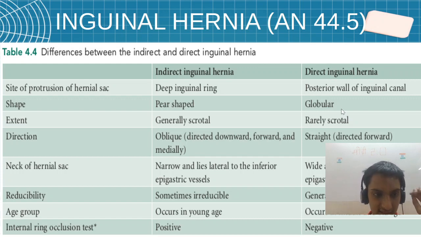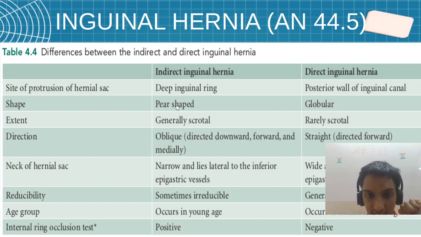What is the difference? No need of the internal ring occlusion test, please no need to write this. Rest all is important. First, let us see the site of protrusion. Indirect will be deep. Direct will be the posterior side of the inguinal canal. Shape for indirect is pear shape, direct will be globular shape. Here remember G for globular.